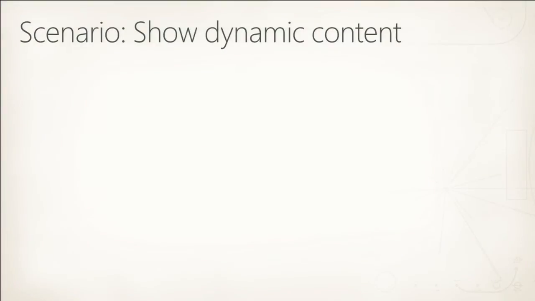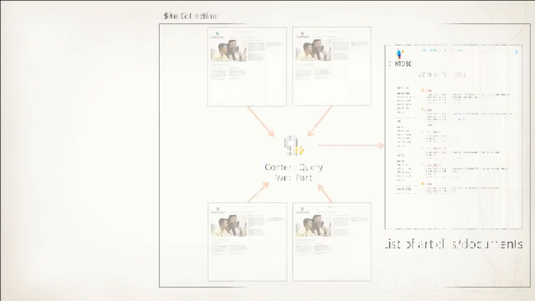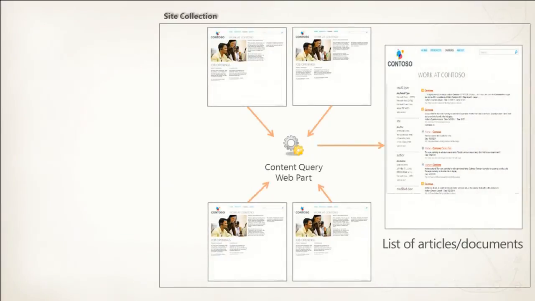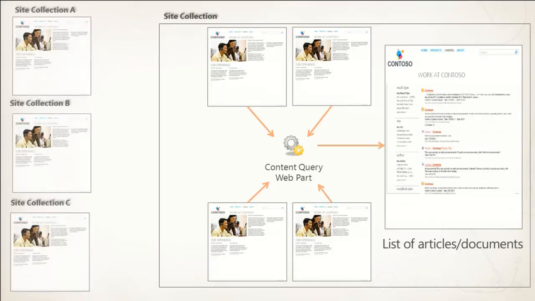So this could be a list of articles that you want to show in your intranet page. It could be a list of reports. It can be a list of news stories that you want in your intranet site. So if you were using SharePoint 2010 or 2007, you would be relying on the content query web part to do this. So content query was great in pulling content from the current site collection and then surfacing that content in the form of a list of articles or documents. But if you wanted to go and grab content from some other site collections, then you were out of luck, because content query web part is limited in its scope to the current site collection only.